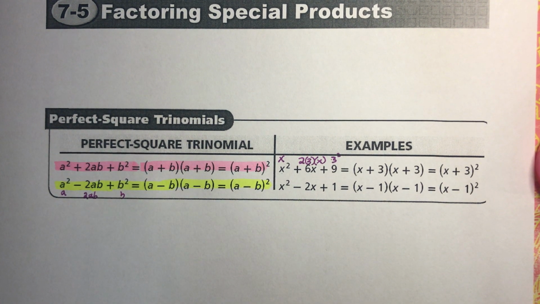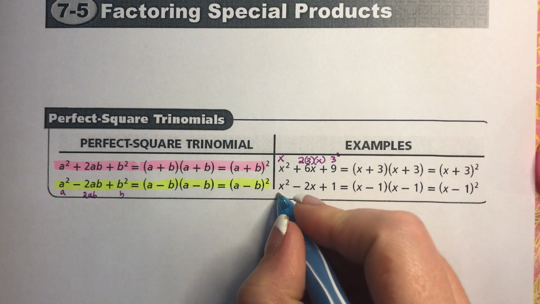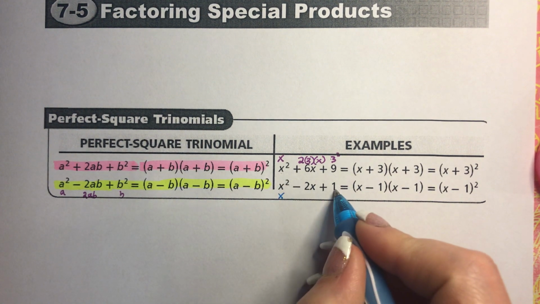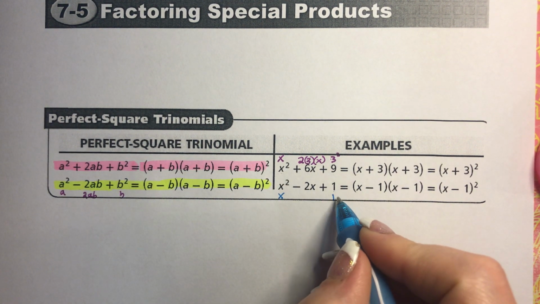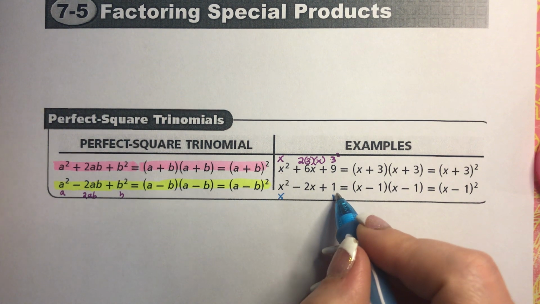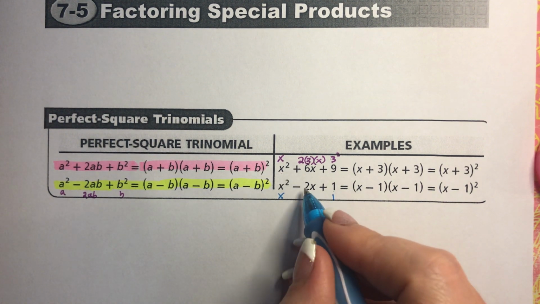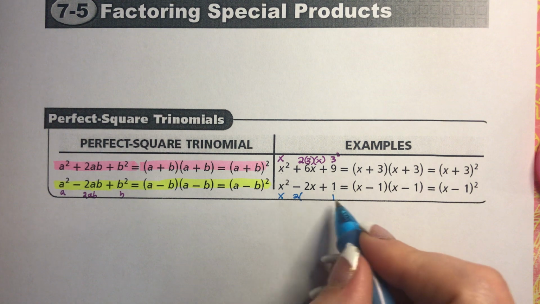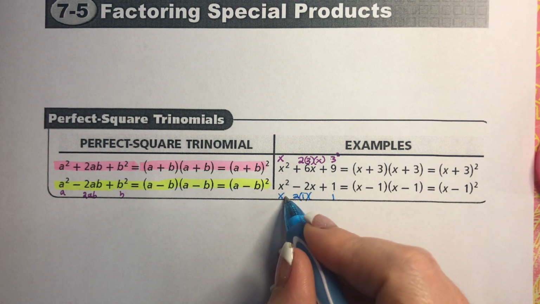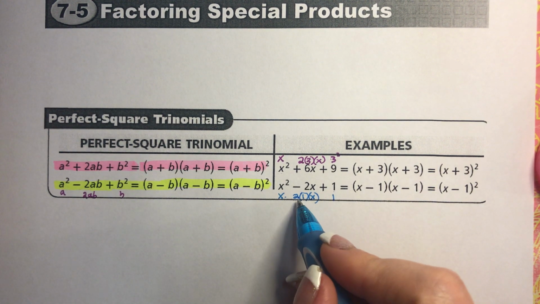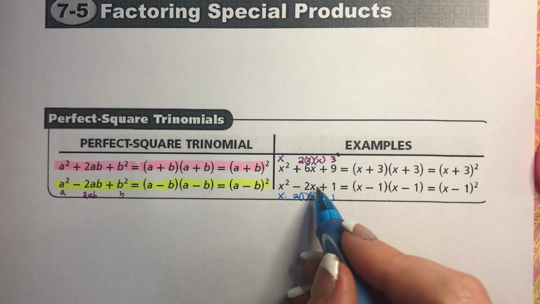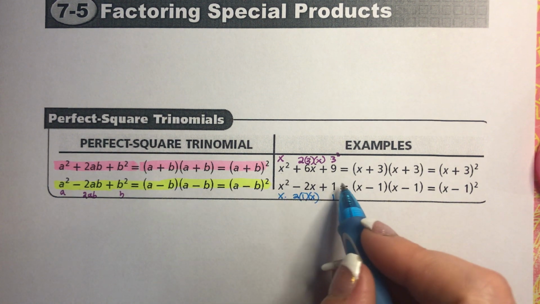So let's look at this example here. So we have x squared. So you know one of those factors is x. 1 is a squared number. One of the factors is just 1. 1 times 1 is 1. And so for this number, it has to be 2 times 1 times x, right? And 2 times 1 times x is 2x. So that works. So this is a perfect square trinomial.